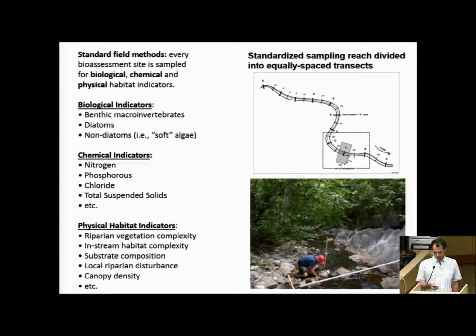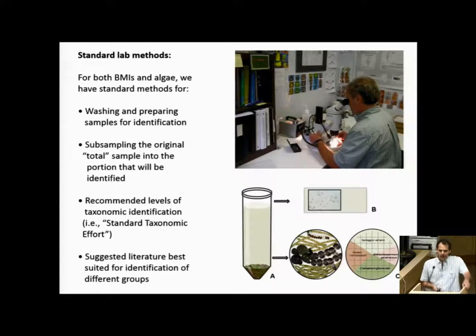In the lab, we have standard methods for washing and prepping samples for identification. We have methods for subsampling the original total sample into the portion that will actually be identified. We have recommended levels of taxonomic identification, what we call standard taxonomic effort.